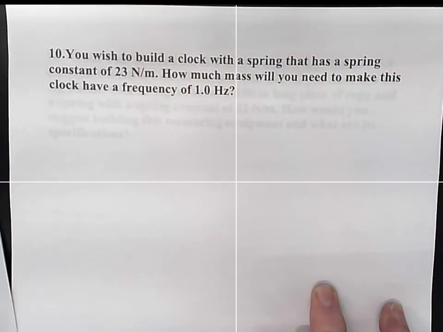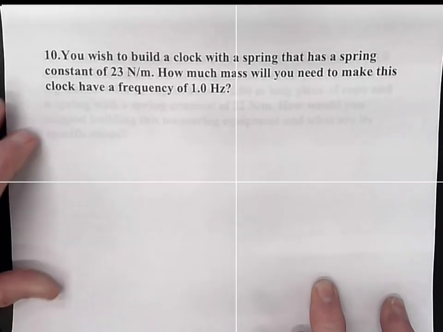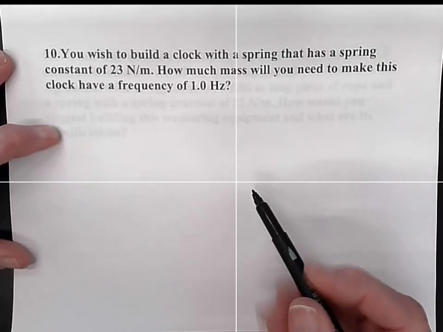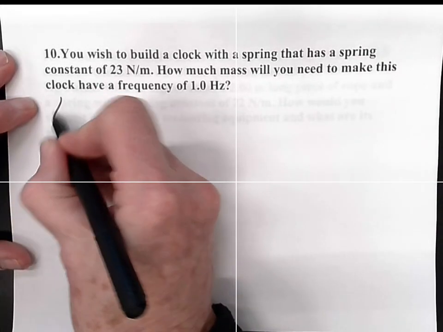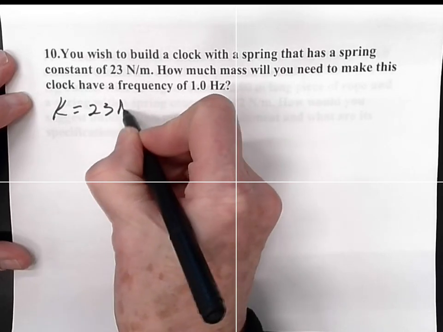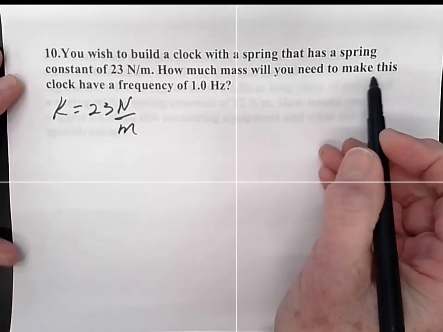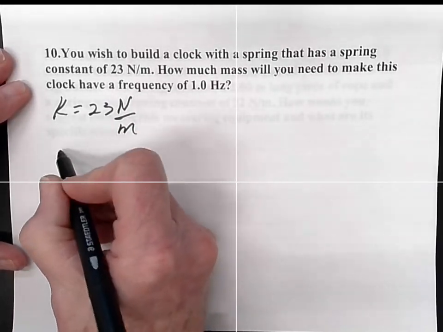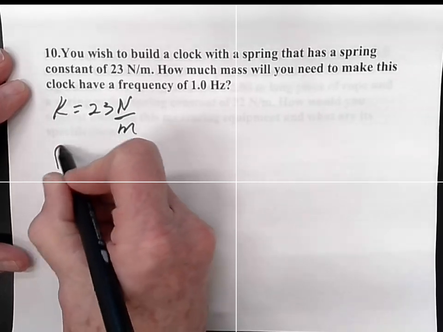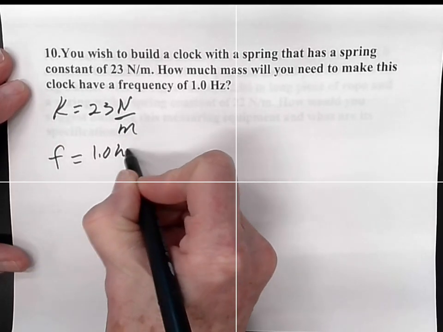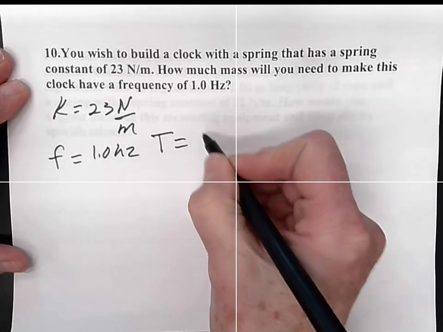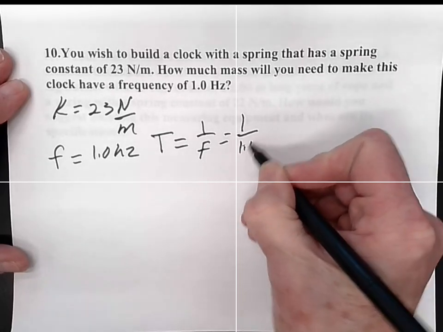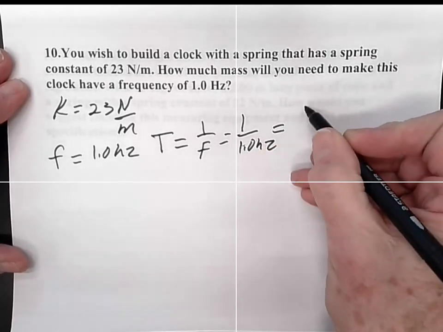Now we're going to go on to number 10. It says you wish to build a clock with a spring that has a spring constant of 23 newtons divided by meters. So we'll say here K equals 23 newtons divided by meters. How much mass will you need to make this clock have a frequency of 1.0 hertz? So now that's going to be the frequency, 1.0 hertz, and then if we want the period, we're going to say period equals 1 over the frequency, which is 1 over 1.0 hertz. So the period is actually going to be 1 second.